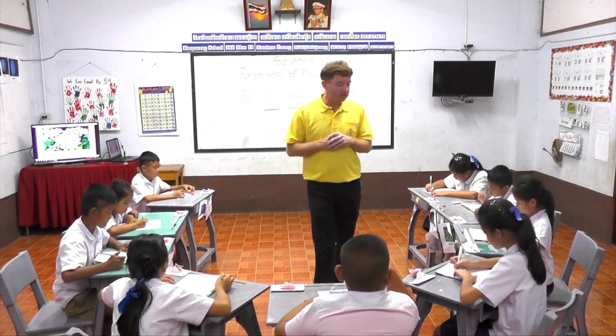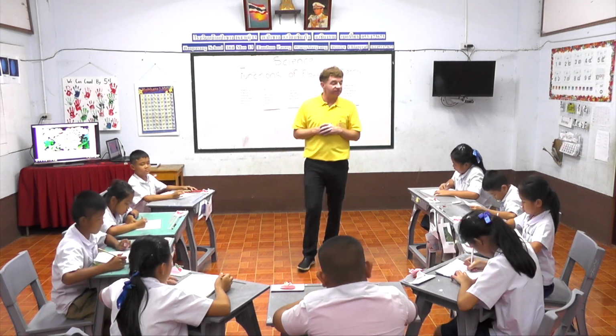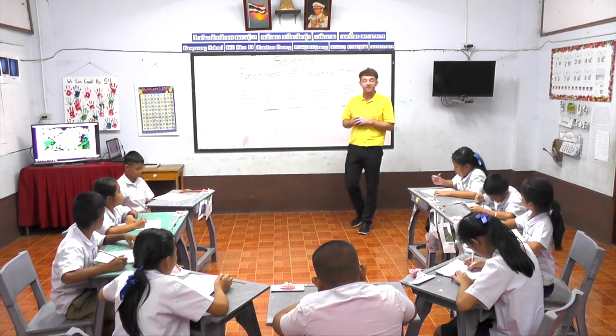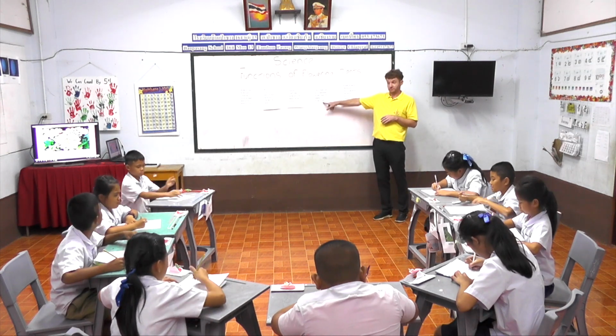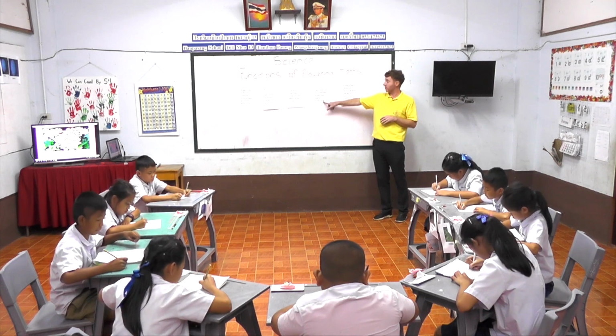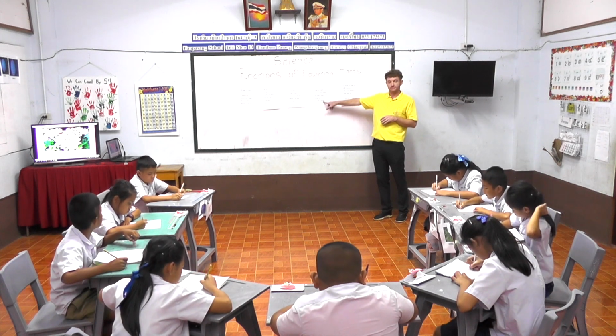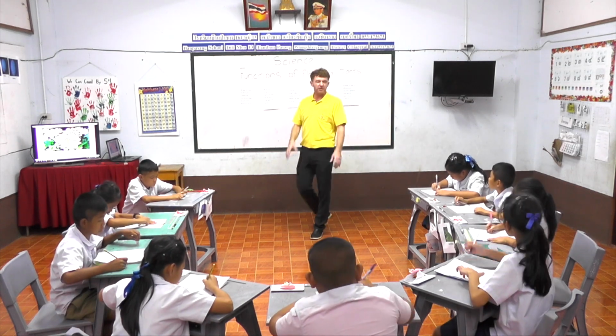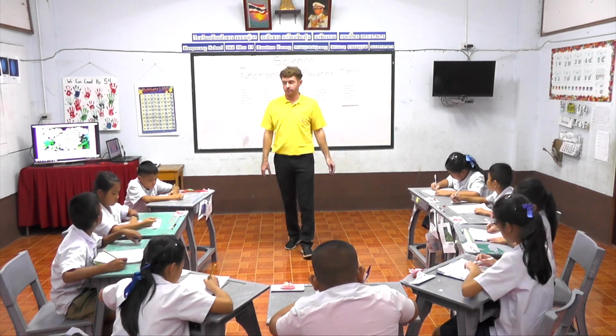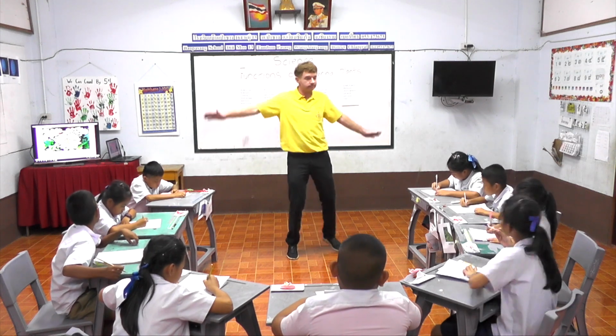Each part of a flowering plant has its own... What's our word for the day? Function. Okay? Some of them are still on the board. Function is job or role. Each part of the plant has a job to do. That's what we call its function.